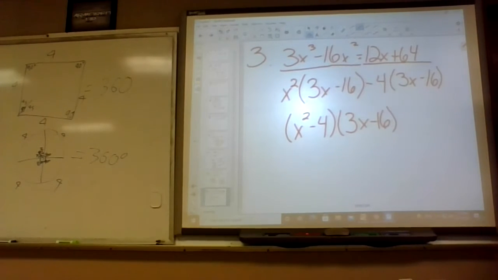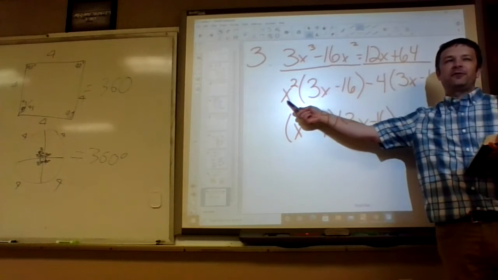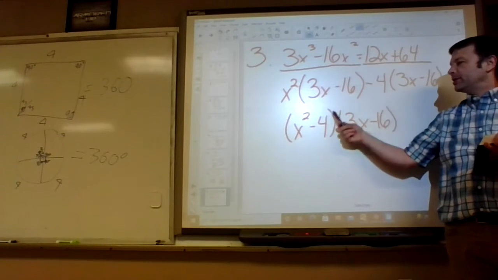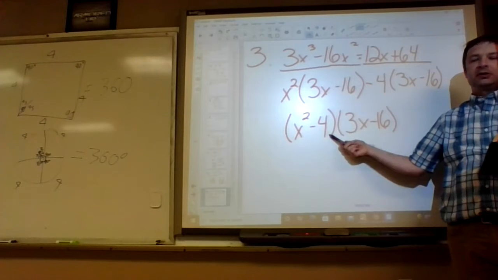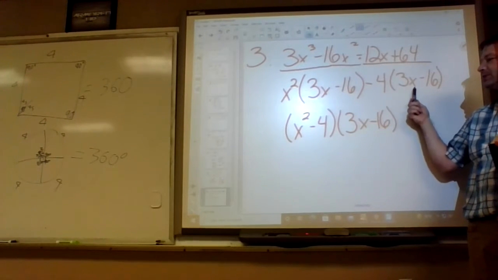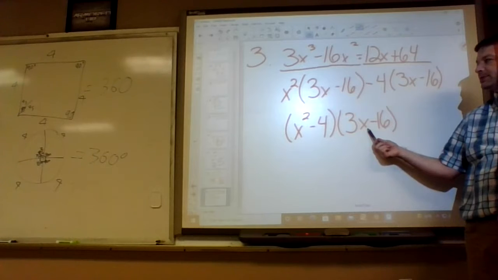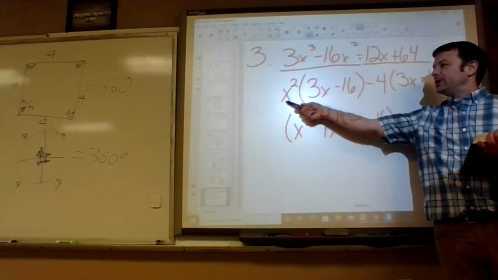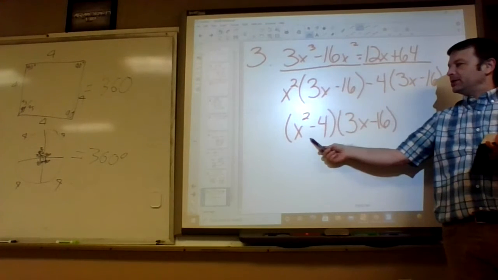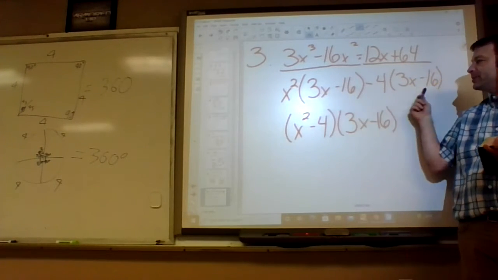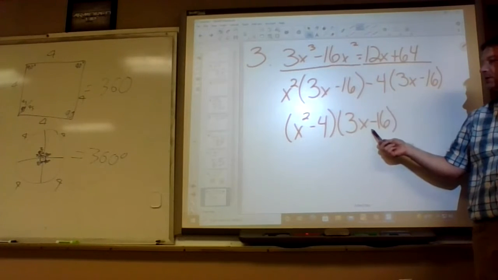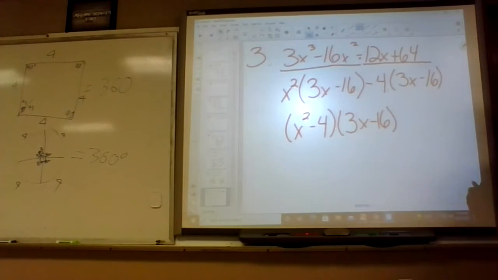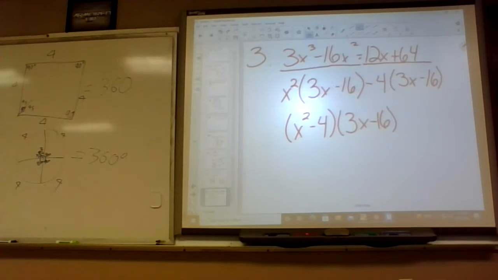What I did is the stuff in front of the parentheses up here, I put in the first set of parentheses. And the stuff in the parentheses, I put in the second set of parentheses. So I put x squared and minus 4 right here, and I put 3x minus 16 in here. Shouldn't that be squared because there's 2? No. I'll try to explain why it works here in a second.